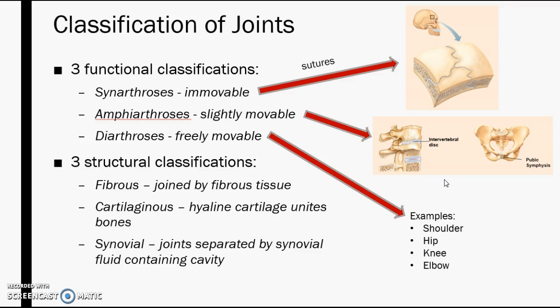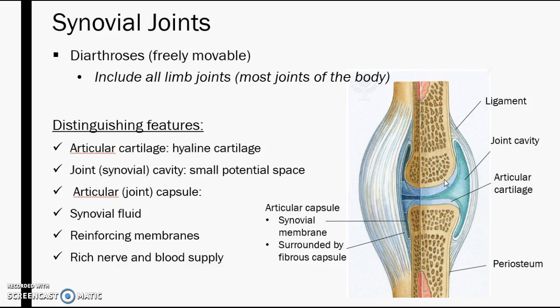The cartilaginous joints are most of our amphiarthroses, and they have hyaline cartilage. And then synovial joints have a synovial capsule. So there is a fluid in those joints. They move a lot, therefore it makes sense they would need fluid for lubrication. And now let's take a look at synovial joints.